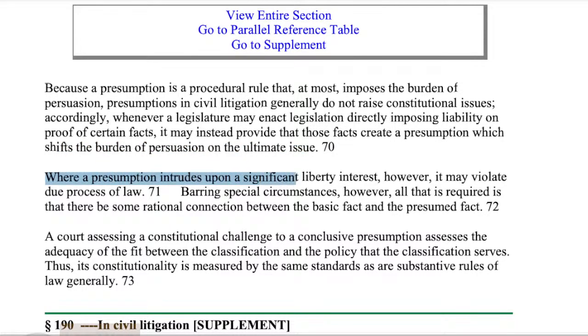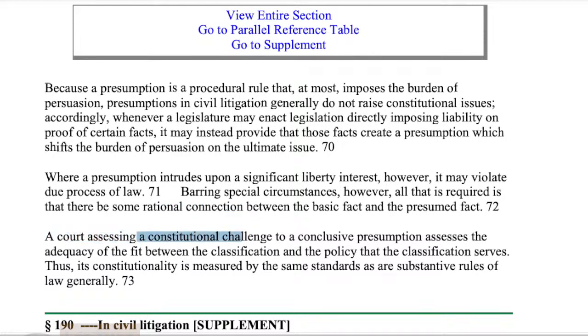Where a presumption intrudes upon a significant liberty interest, however, it may violate due process of law. Barring special circumstances, however, all that is required is that there be some rational connection between the basic fact and the presumed fact. Just some rational connection. That's the burden. Interesting here that when a presumption intrudes upon a significant liberty interest, it may violate due process of law. How many presumptions intrude on significant liberty interests? So, barring special circumstances, all that is required is that there be some rational connection between the basic fact and the presumed fact. What's that rational connection? That's the unrebutted inference.